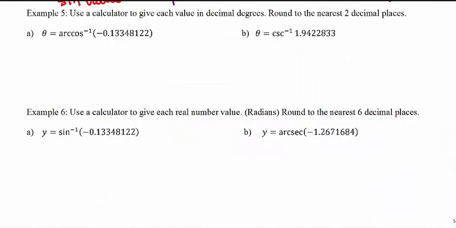For example 5 and example 6, we will be using our calculators. And for the first example, example 5, we are looking for decimal degrees. So make sure that your calculator is in degree mode. So we're going to type this directly into our calculator. Arc cosine of this, and of course that's the same thing as cosine inverse of this value. So we're going to type that directly into our calculator.